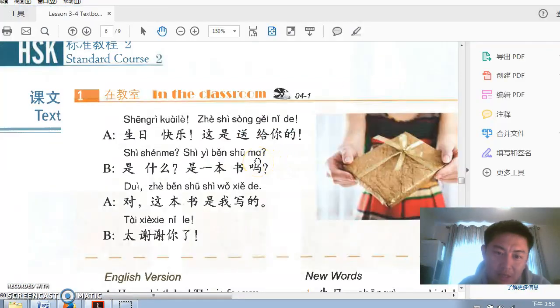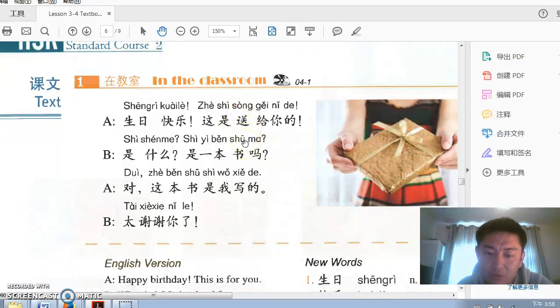Okay, now let's go back to the text. 这是送给你的. This is 送, we learned that before, to send or to deliver. 给 could have two meanings. A is to give, or the weak meaning of this 给 is for you or to you. So delivered to you, the what? The gift. This is a gift delivered to you. A gift that's delivered to you. So 送给你 is an action used to describe the gift.